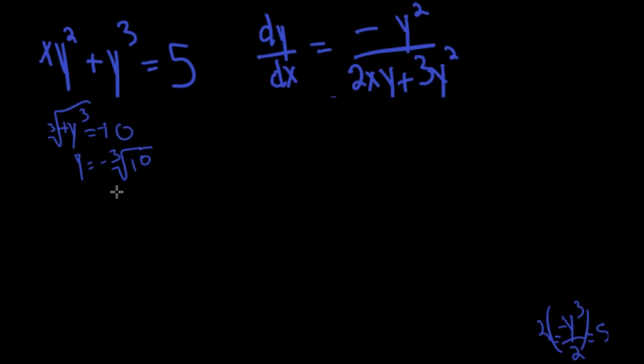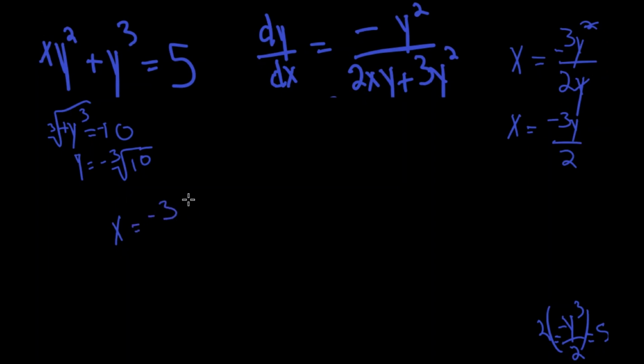So now that we have this, we can just plug that back into our previous relation. We previously stated that x equaled negative 3y squared over 2y, which we can further simplify, because remember the basic exponent rule we talked about, where we can just cancel these, and we get x equals negative 3y over 2. We can plug our y value straight into this more simplified version, so we get x equals negative 3 times negative cube root of 10 over 2, which, negative times negative just becomes positive, so we have 3 cube root of 10 over 2, which is our x point.